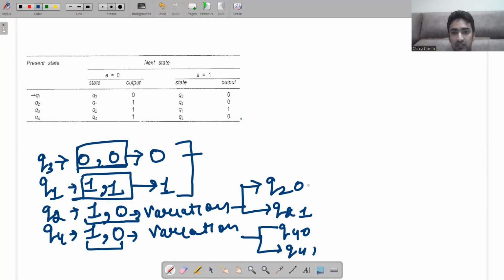So Q2 0, its output is 0 defined. Q2 1, its output is 1. I'm just taking output from this particular scenario. Similarly, I will create for Q4, it would be Q4 0. Q4 0 is having the output of 0, and Q4 1 is having the output of 1. This was my very first step.